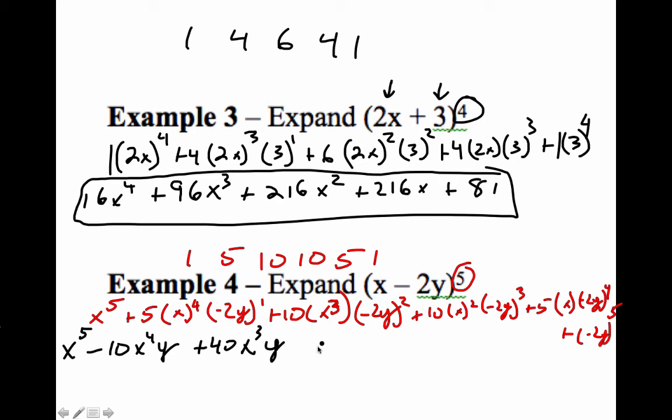Next one, the negative is going to be cubed, so it's minus 2 cubed is 8 times 10 is 80x squared y cubed. Excuse me, I missed a squared back there. First mistake of the year.